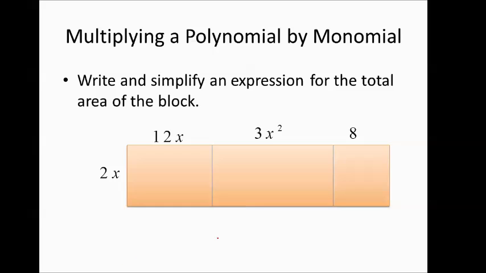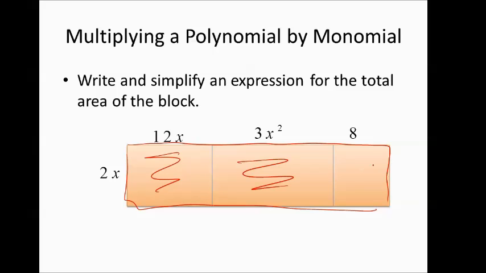Okay, let's try this one. We have multiplying a polynomial by a monomial. This time we have an area of a whole block that's separated into 3 parts. I don't know the area of the whole thing, but I do know the area of each individual piece. So the area of this piece plus this piece plus this piece would give me what I needed. So let's find the area of each individual piece.